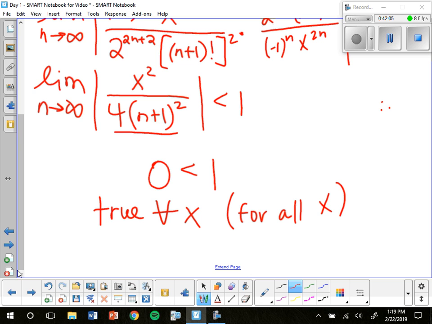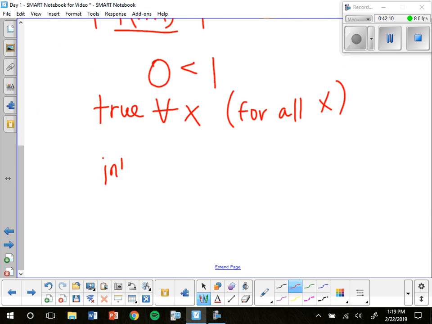So this is true for all x, which means what is my interval of convergence? Negative infinity to infinity. Do I need to check my endpoints? No, I don't have any endpoints. This goes on forever.